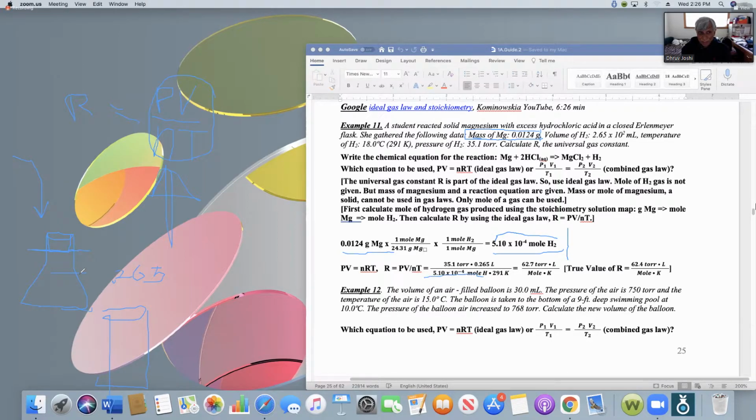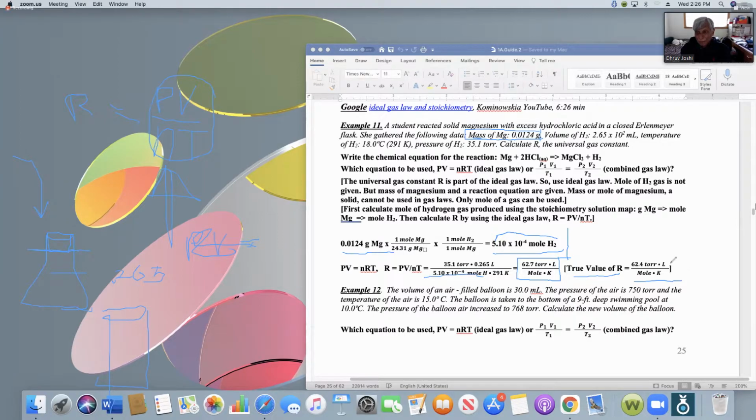Under non-ideal conditions, we'll have to change the kinetic molecular theory, and we would have to change the PV equals nRT equation, but we don't have to do that now. So we just have to find the moles of hydrogen, which is stoichiometry. And now we are just going to plug those values in the equation, and the value comes out to be 62.7. And the true value of R is 62.4 liters torr per mole degree Kelvin.